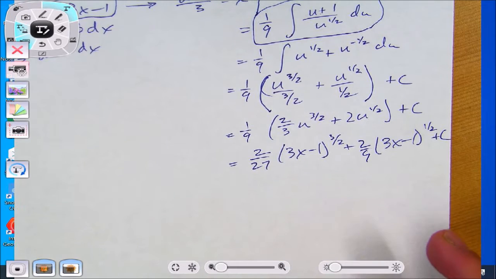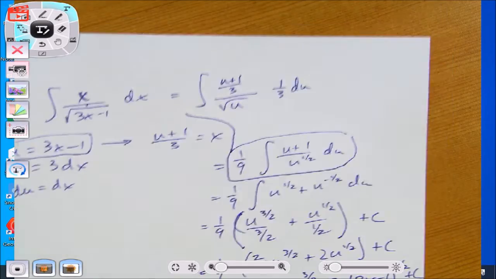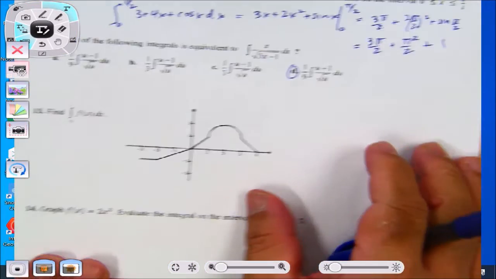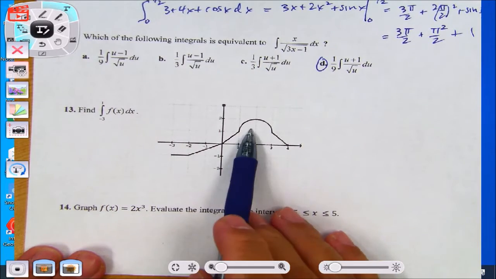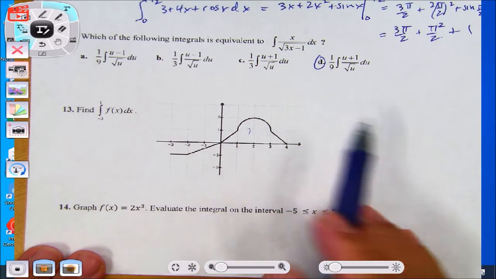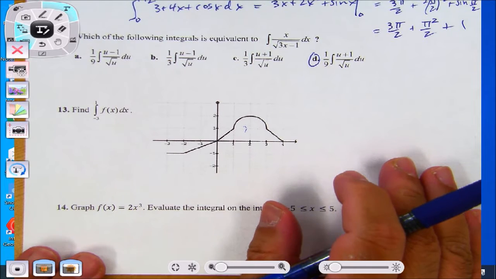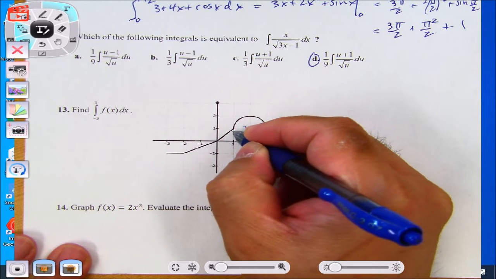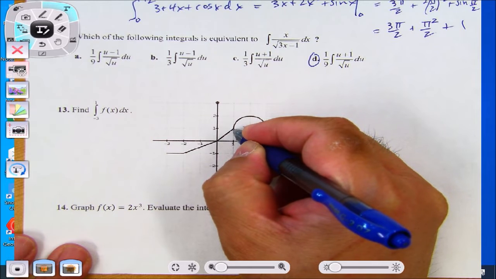Ready for 13? Alright, 13. Does 1.5 sound right? That seems kind of small, but I could be wrong. And there should be like a pi in there somewhere because of that semicircle. But you don't go to that. Oh, you don't? Good point. Okay, then yeah, that does sound right. Actually, it sounds too big.